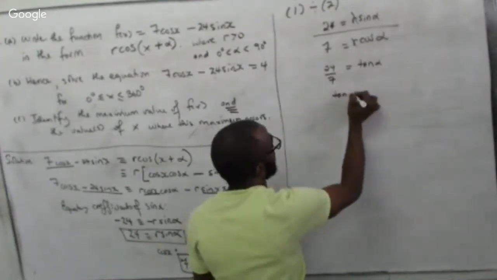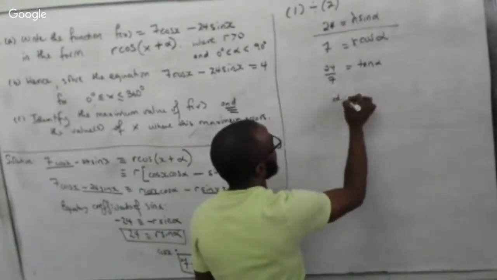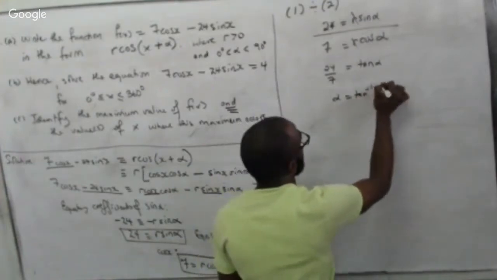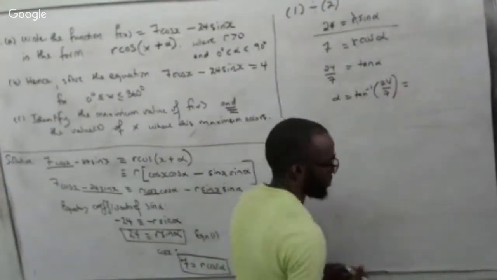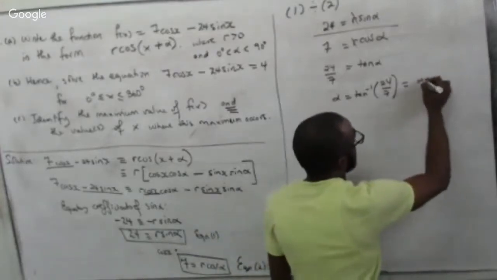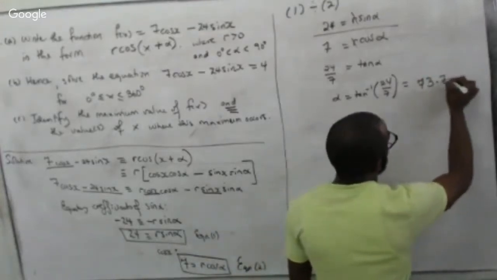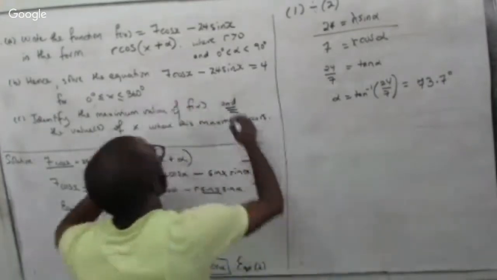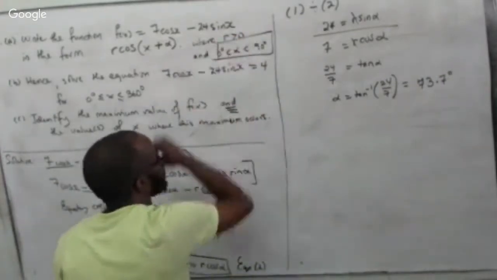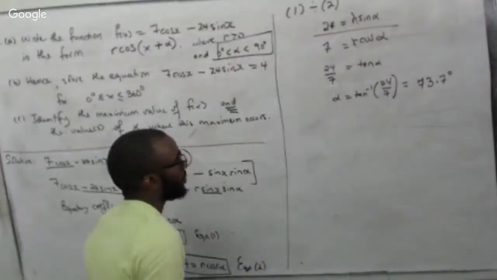Therefore, alpha is equal to tangent inverse of 24 upon 7. What did we find that to be? 73.7 degrees. That is great. So that is acute, and you see it satisfies. Good.